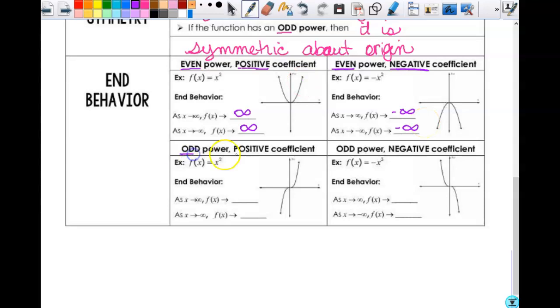If we have an odd power and a positive coefficient, like a cubic, this is up, this is down. So as x approaches infinity, f of x approaches infinity. As x approaches negative infinity, f of x approaches negative infinity. An odd power with a negative coefficient is a reflection in the x-axis. So there's your reflection in the x-axis of this one. As x approaches infinity, it's negative infinity. As x approaches negative infinity, we get infinity. Okay? So it's just the very super basics of our polynomials.